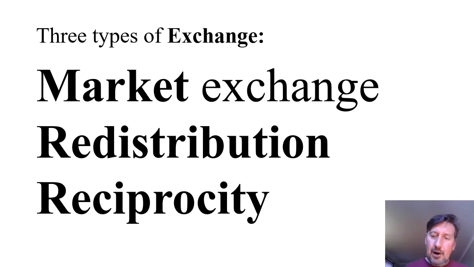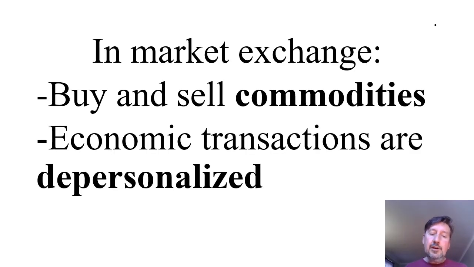What defines market exchange? In market exchange, goods and services are bought and sold. In other words, goods and services are traded in exchange for money. The goods that are bought and sold are called commodities, and the economic interactions in market exchange are depersonalized, meaning that no lasting social connections or social bonds are built or are expected to be built in the economic transactions between people exchanging commodities.